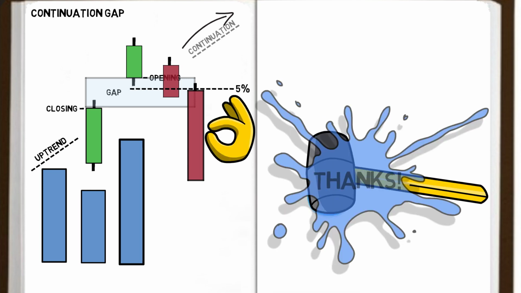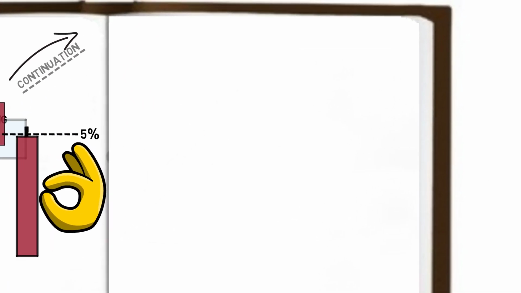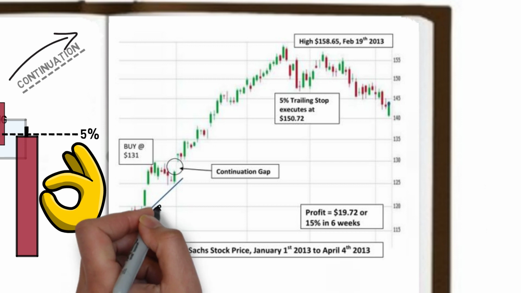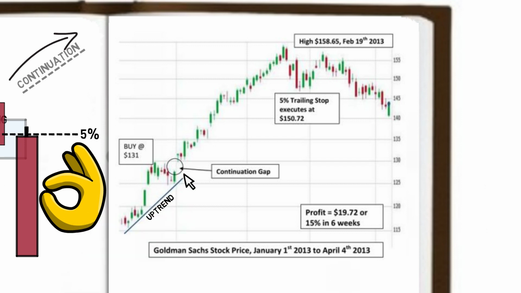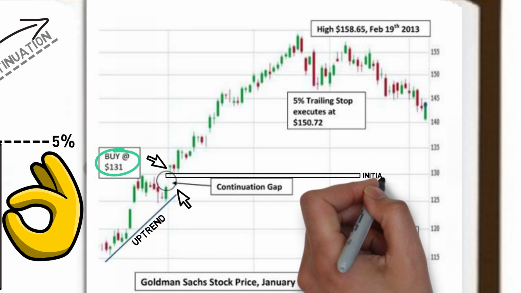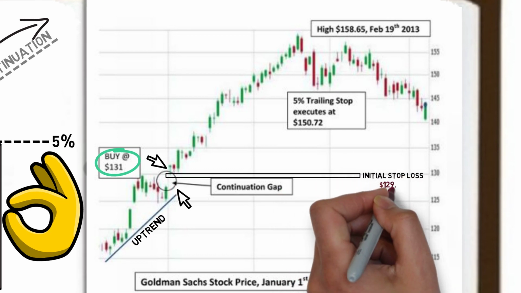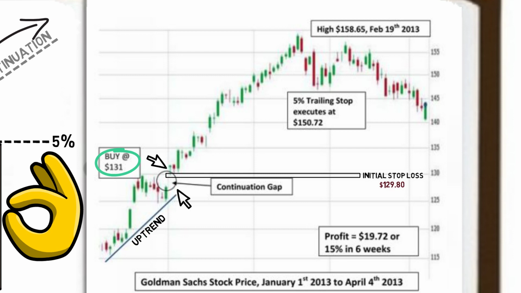Let's look at an example provided in the book. Here we see the chart of Goldman Sachs between January and April 2013. We can see an uptrend prior to a continuation gap here. The trader bought at $131 and placed a stop-loss order simultaneously. On this occasion, the initial stop order is placed at $129.80, just below the wick of the entry candle and above the continuation gap.